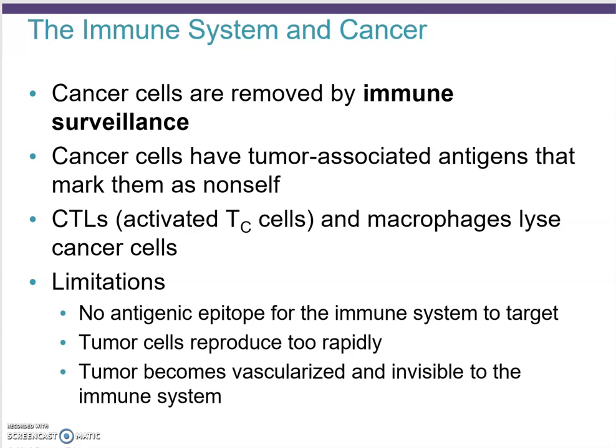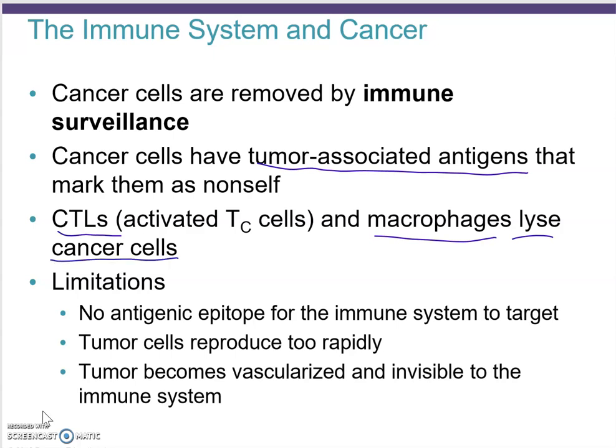Now let's first take a look at the big picture here. So normally cancer cells are removed by the immune system. The scary thing is that we have pretty much at all times some cancer cells in our body, but the good thing is these cancer cells have tumor-associated antigens, and that marks them as non-self, and then your immune system recognizes that and kills them. So normally the activated cytotoxic T lymphocytes and macrophages lyse the cancer cells. They directly just kill them.